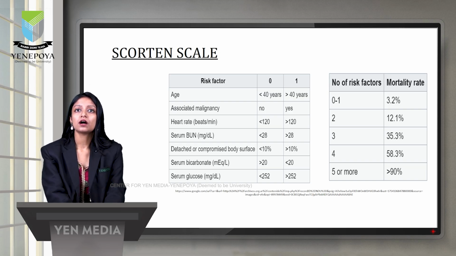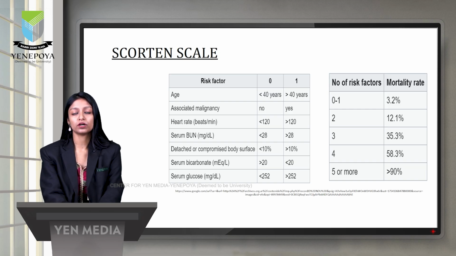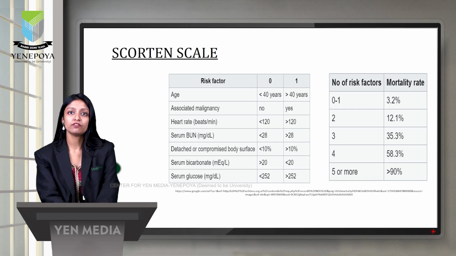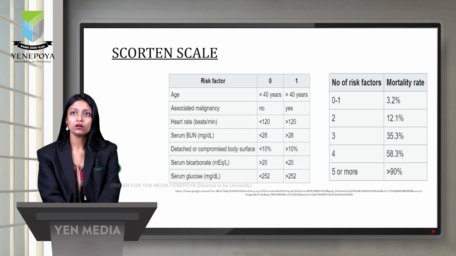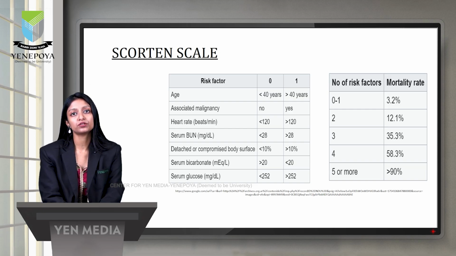So now coming to the assessment part, after we have scored everything, we have to look at what the total score is. If the total score is between 0 and 1, we give the mortality rate as 3.2%. If it is 2, the mortality rate goes to 12.1%. If it is 3, then 35.3%. Then 4, it will be 58.3%. 5 or more we refer to as more than 90% mortality rate, and it is a very dangerous condition.